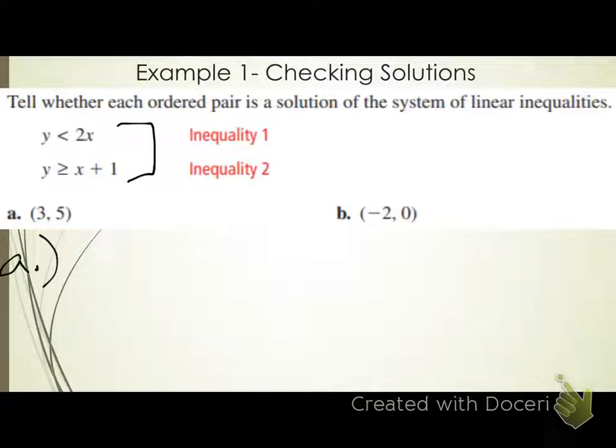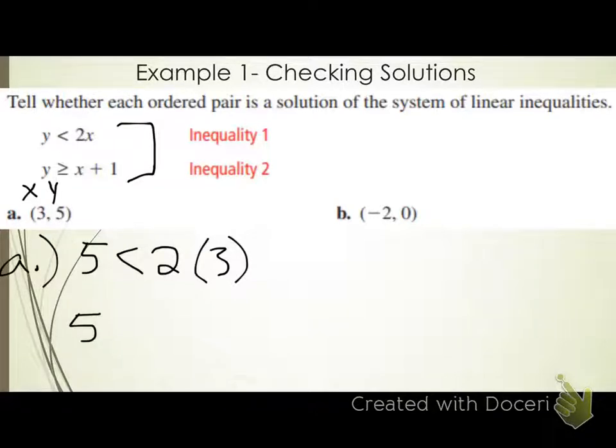You plug in the x value into x and the y value into y. Very good. What's my x value? 3. My y value? 5. So like she said, replacing my x value with x, my y value with y, working down both sides of the inequality. So y is less than 2x. What's y? 5. It's less than 2 times x. What's x? 3. And now I'm just working down both sides of the inequality.